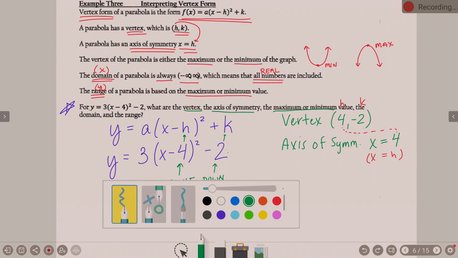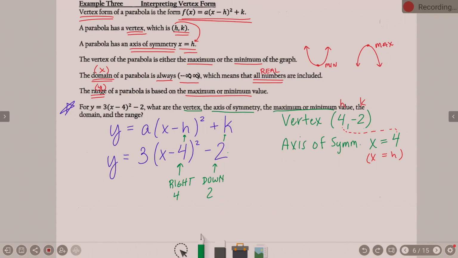Okay, so, if it's a minimum, that means this parabola opens upward. It faces up, right? If it's a maximum, that means my parabola is upside down. What about our given parabola here? Do we know? What do you think, Lorna? It's a minimum. Why is it a minimum? Because the 3 is positive. If it was negative, it'd be maximum, but it's positive, so that's the minimum.